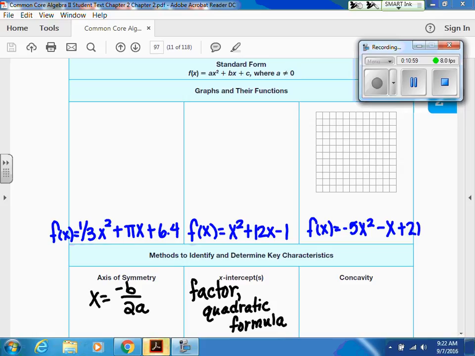What about concavity? Right. If A is positive, then it's up. If A is negative, then it's down. Yeah, if A equals 0, we don't have a quadratic. Alright, I'm going to move this up for a second because there's more to this chart that we need to fill in.